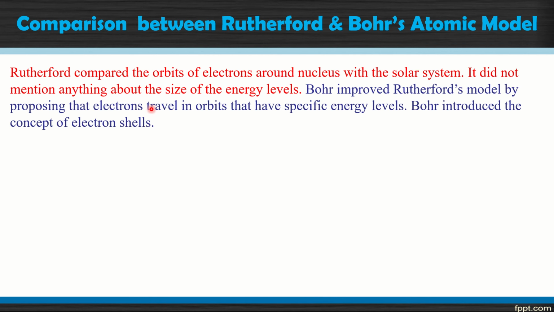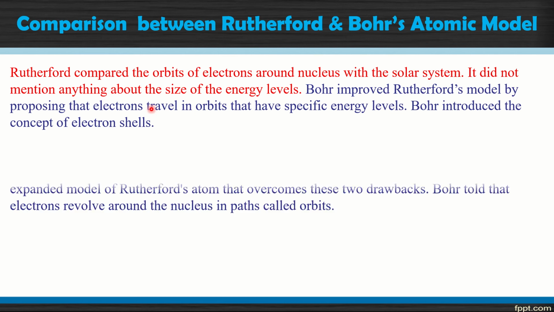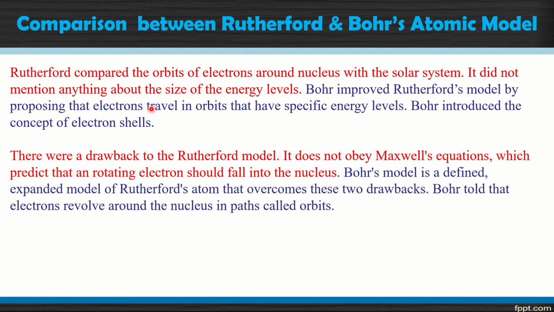Bohr introduced the concept of electron shells. There was a drawback to the Rutherford model. It does not obey Maxwell's equation, which predicts that a rotating electron should fall into the nucleus. Bohr's model is a defined, expanded model of Rutherford's atom that overcomes these two drawbacks. Bohr said that electrons revolve around the nucleus in paths called orbits.